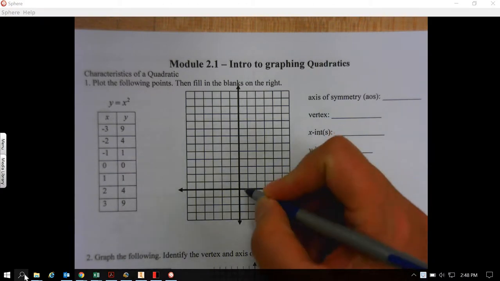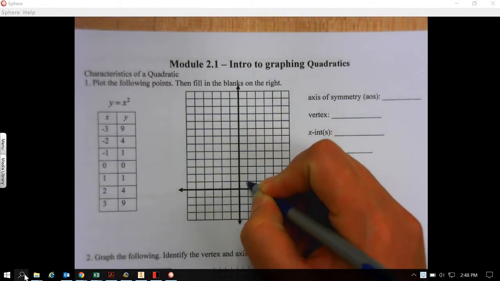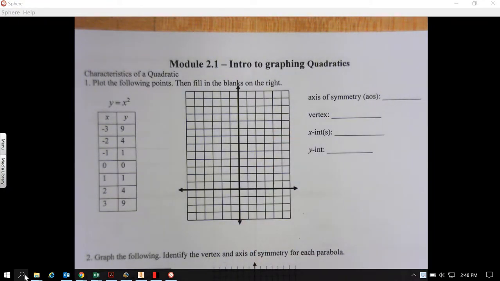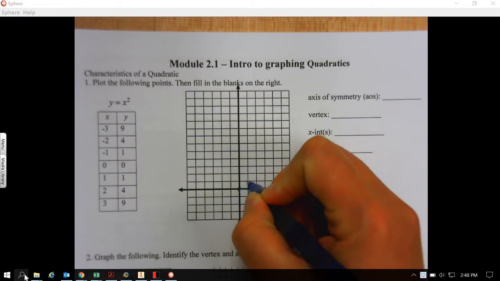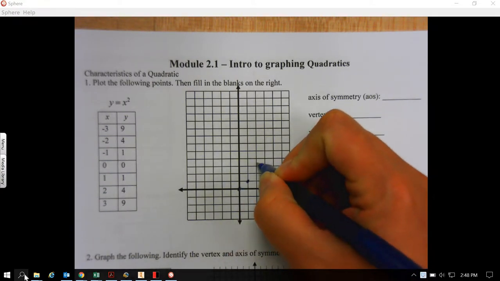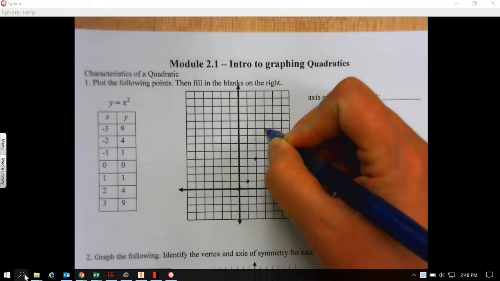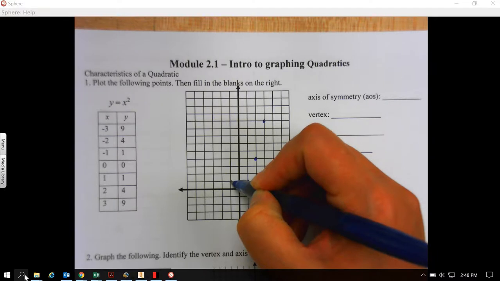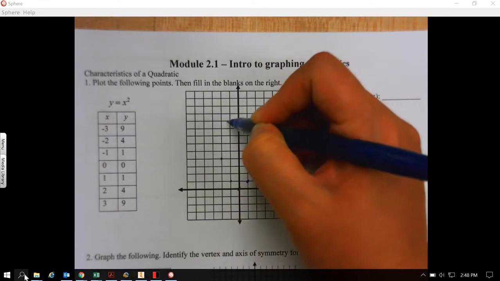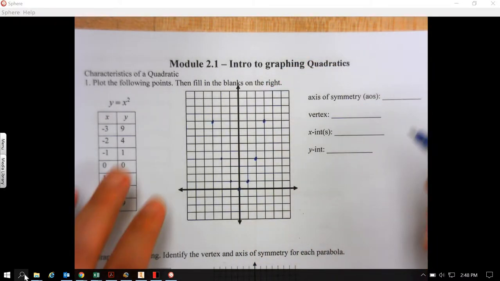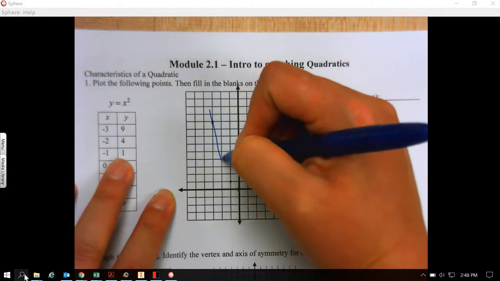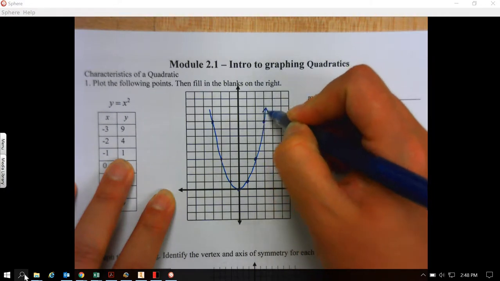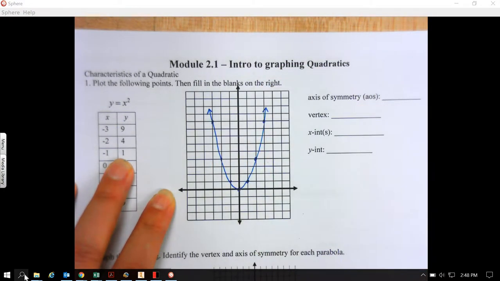So we're going to take a quick minute to plot our points. And once you have one side, it is the mirror image on the other side. And then we can connect our dots. It makes a U shape. It does not come to a point at the bottom. And we extend our lines with arrows on the end.